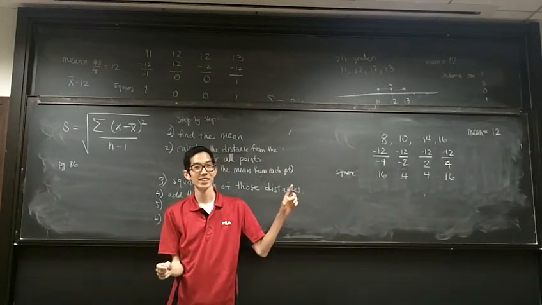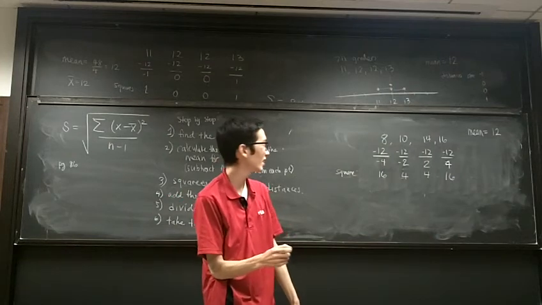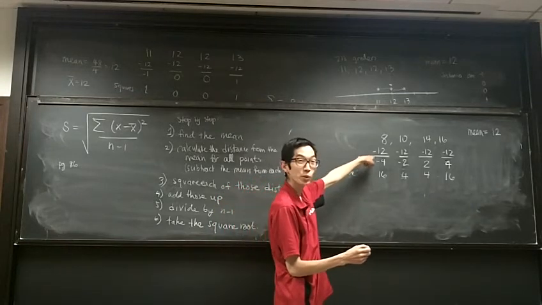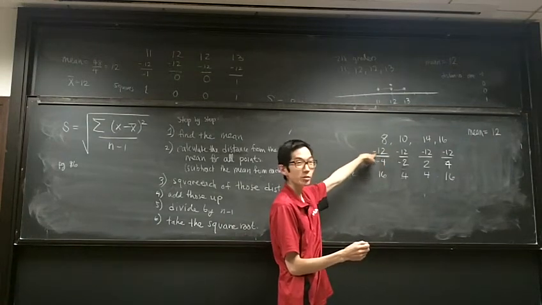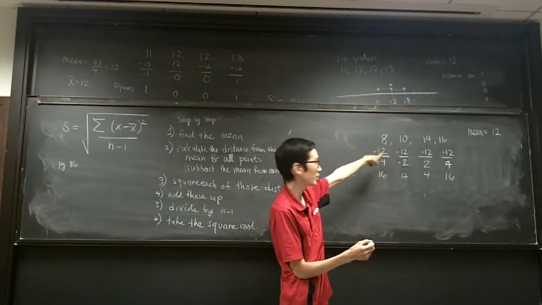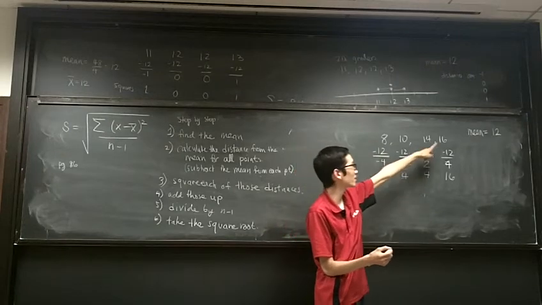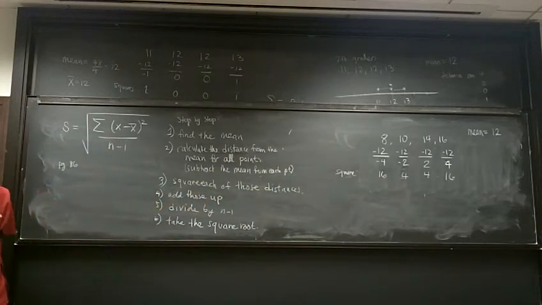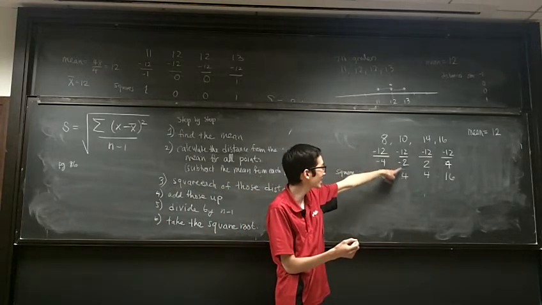Are we okay? Is anybody lost? Where did I lose you? The minus the 12? Okay, so what's 8 minus 12? Negative 4, right? What's 10 minus 12? 14 minus 12? And 16 minus 12? 4, okay? That's how I got it. I'm just doing subtraction. And then I squared 4 and I got 16, and I squared 2 and I got 4.